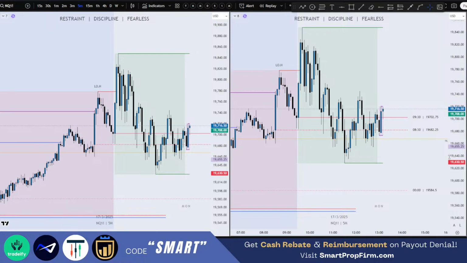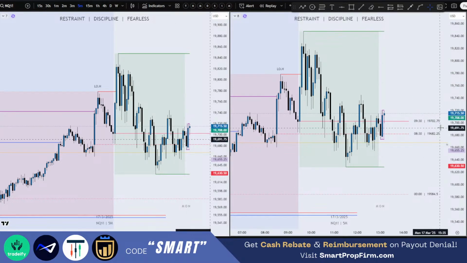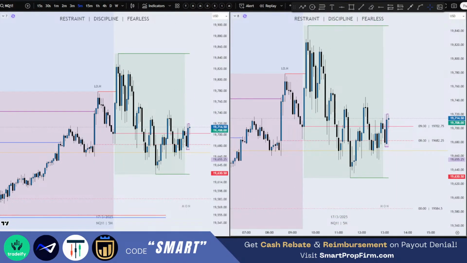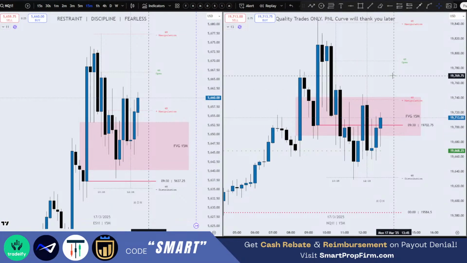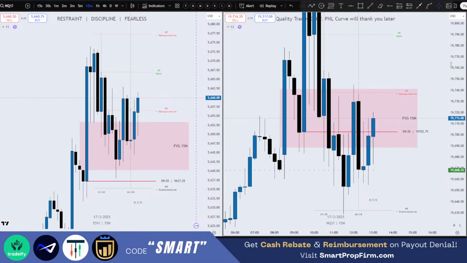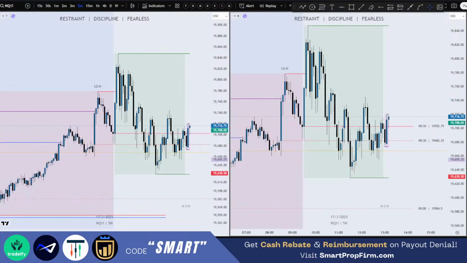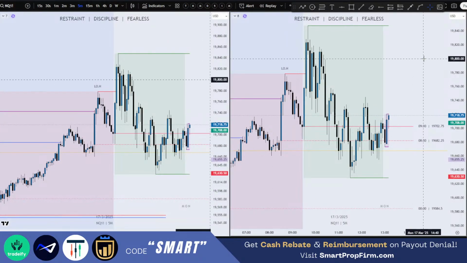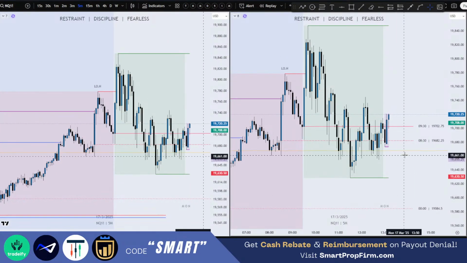Let's see what we're going to work with today. It's very slow. I think I'm really waiting for a clear closure on the 15-minute to tell me where we're going. The best thing I want to do today is not get chopped up.